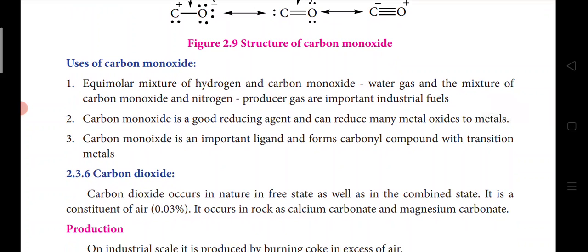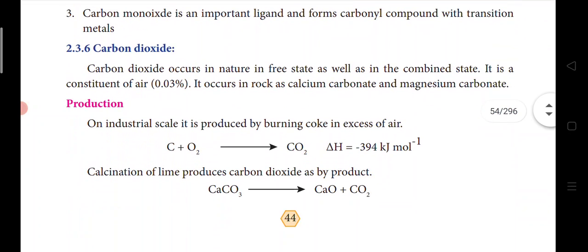And this is a good reducing agent and can reduce many metal oxides to metals. Already we have studied in the first lesson in the Ellingham diagram. And carbon monoxide is an important ligand and forms carbonyl compounds with transition metals.